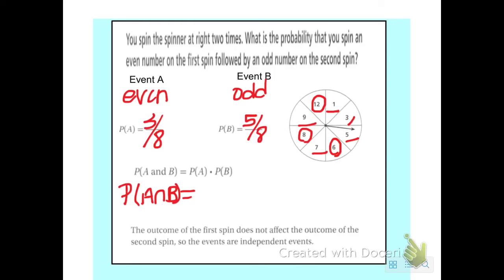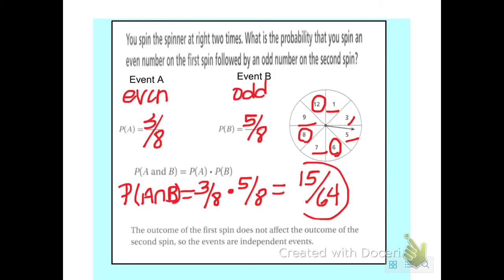So we found event A, an even number, was 3 out of 8. And event B was 5 out of 8. And if you need to use your calculator, you can simply multiply the numerators. 3 times 5 is 15. And 8 times 8 is 64. So the probability that I spin the spinner and get an even number and an odd number would be 15 out of 64. We know the outcome of the first spin does not affect the outcome of the second spin. Therefore, these are independent, and I can use this formula.